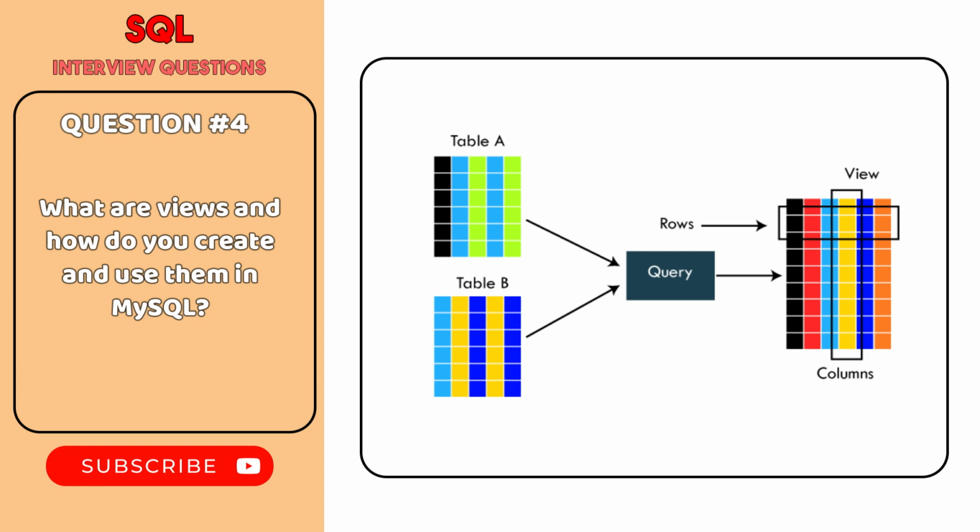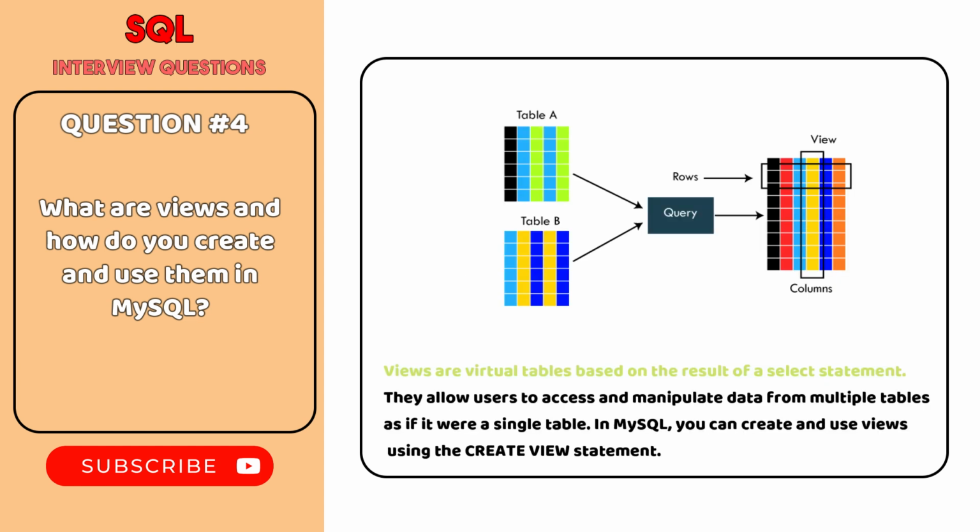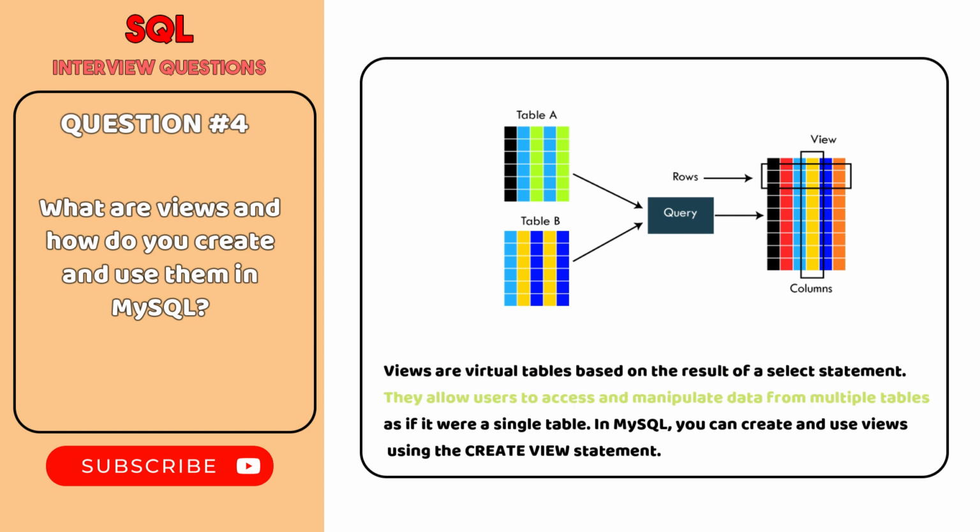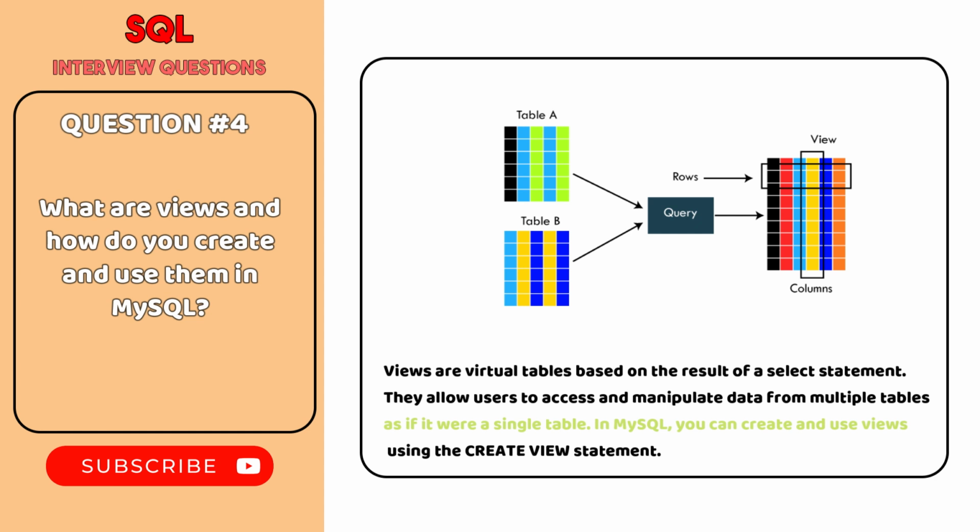What are views and how do you create and use them in MySQL? Views are virtual tables based on the result of a SELECT statement. They allow users to access and manipulate data from multiple tables as if it were a single table. In MySQL, you can create and use views using the CREATE VIEW statement.